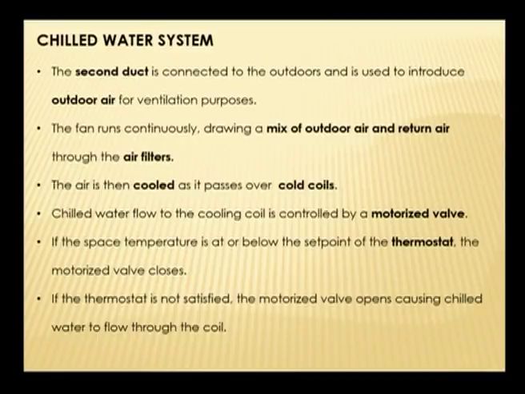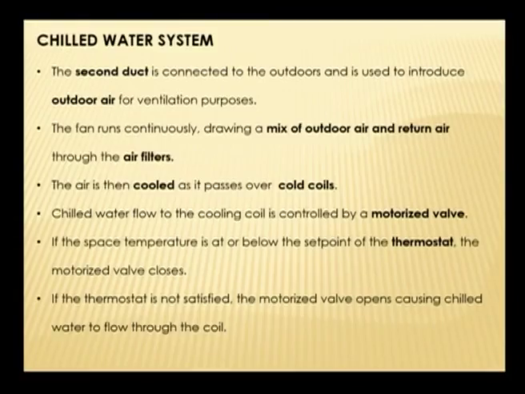So, naturally there is a circulation happening here. The air from the conditioned space is taken into the air handling unit. There is also some supply of fresh air from the outdoors. These two are mixed and then sent into the conditioned space. The fan runs continuously, drawing a mix of outdoor air and return air through the air filters. The air filters filter the airborne dust particles so that they do not enter the air conditioned space. The air is then cooled as it passes over the cold coils.